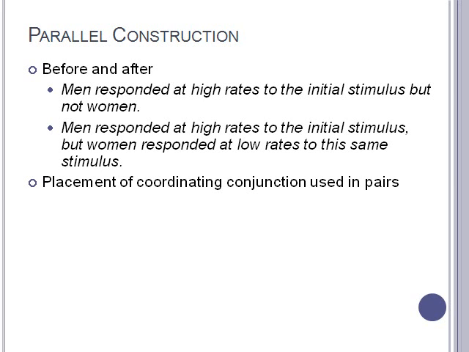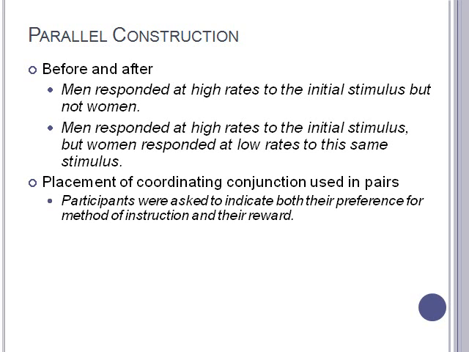Another thing to consider is the placement of coordinating conjunctions used in pairs. Whenever you have two conjunctions, both this and that, neither this nor that, you want to put the first conjunction immediately before the first part of the parallelism, and the second conjunction immediately before the second part. An example. Participants were asked to indicate both their preference for method of instruction and their reward. So they were asked to indicate their preference for this method and indicate their reward.